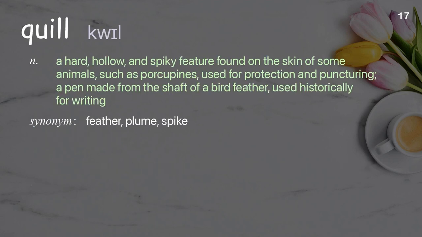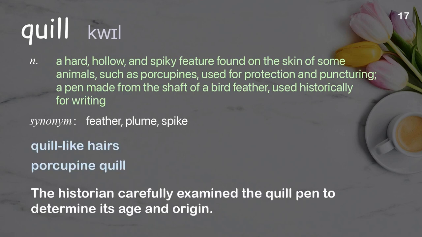Quill. A hard, hollow, and spiky feature found on the skin of some animals, such as porcupines, used for protection and puncturing, a pen made from the shaft of a bird feather, used historically for writing. Examples: Quill-like hairs. Porcupine quill. The historian carefully examined the quill pen to determine its age and origin.